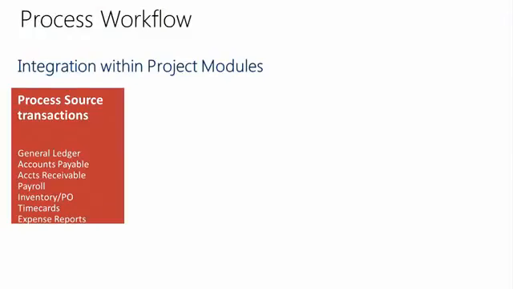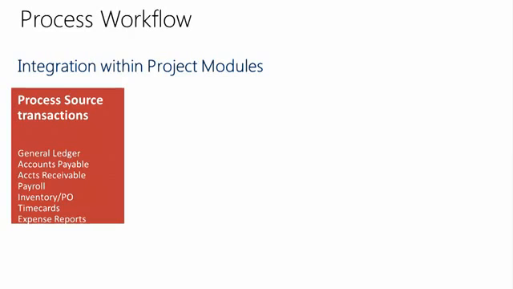When we think of projects, there are multiple things that will happen related to data coming into projects. So Project Controller typically is not a module where we enter data, but it receives data from a lot of other modules. If we look here, we'll see that there is data coming from General Ledger, accounts payable, receivables, payroll, inventory and purchasing, as well as time cards and expense reports.